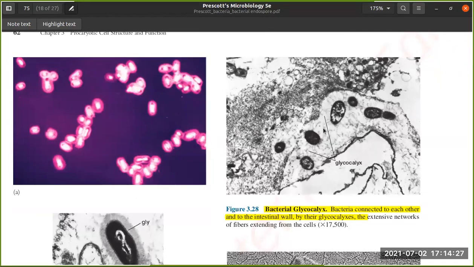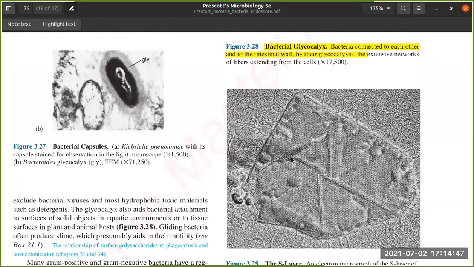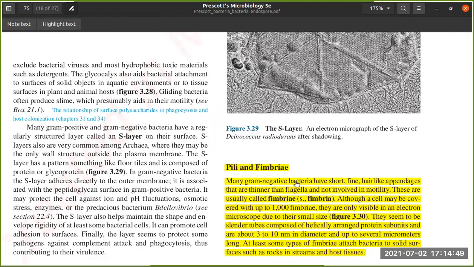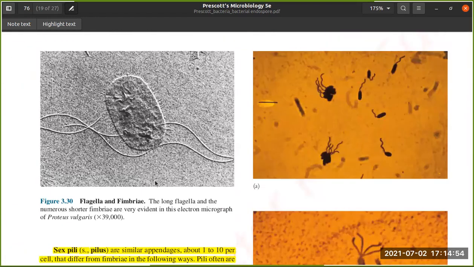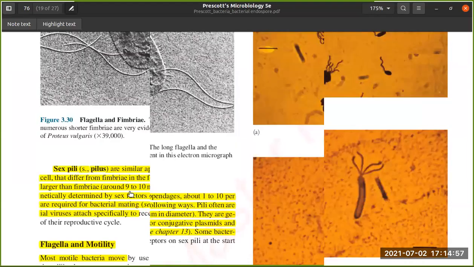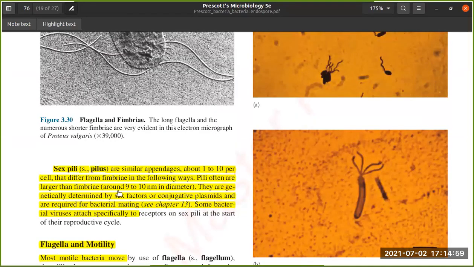A bacterial glycocalyx. You see, the bacteria is here. Outside, you have lots of glycocalyx. They are connected to each other and to the intestinal wall. I mean, we have the ones which are living in our intestine. They are connected to each other by this slimy layer known as the glycocalyx. Then you have the pili or fimbriae. These are the flagella of the bacteria. Then you have the sex pili. During bacterial conjugation, this is very important.